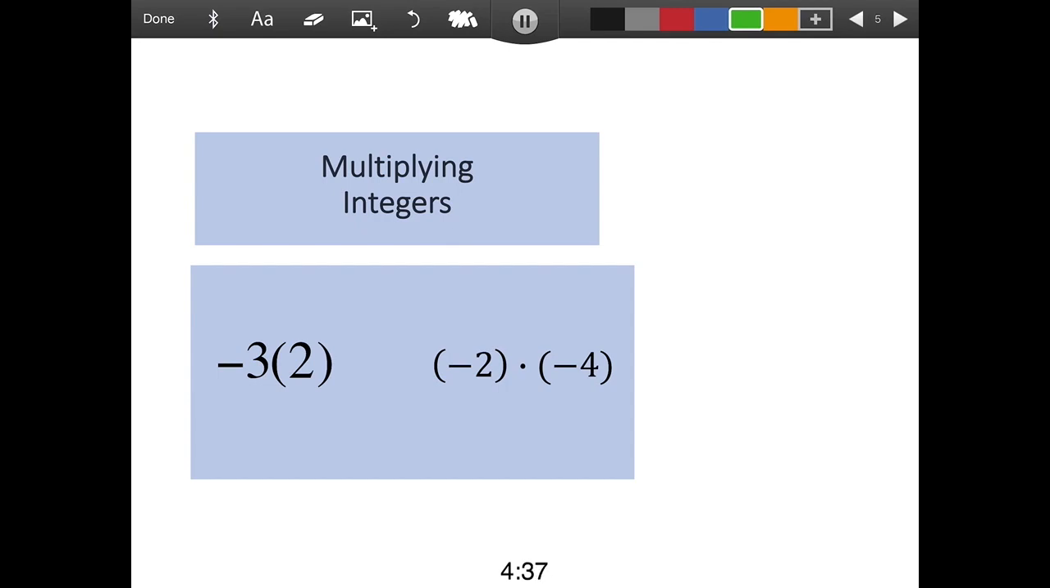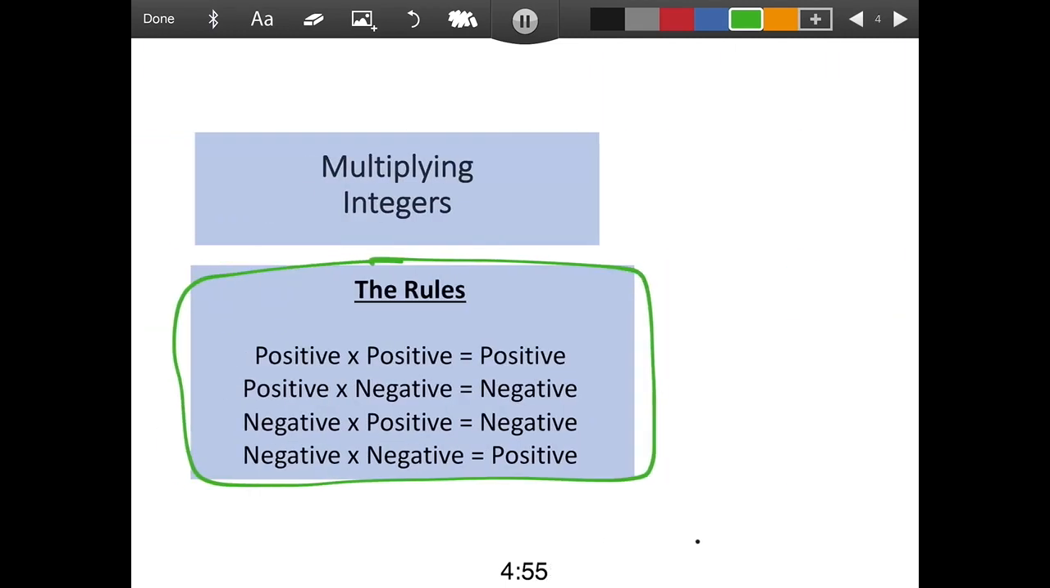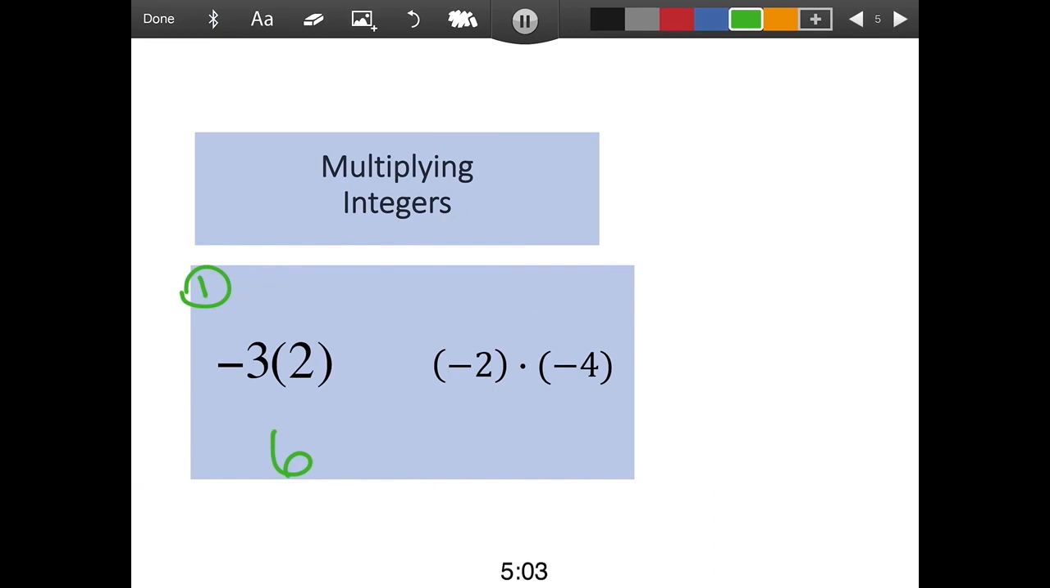So, first, we're just going to multiply like normal. 3 times 2, right here, this example 1. What is 3 times 2? Well, I hope you said 6. And then look back at our rules. What is a negative times a positive? Well, a negative times a positive gives me a negative answer. So negative 3 times 2 equals negative 6. Let's look at another example.